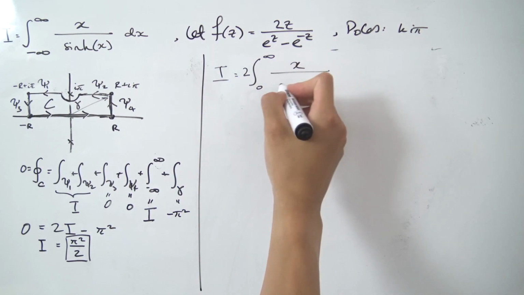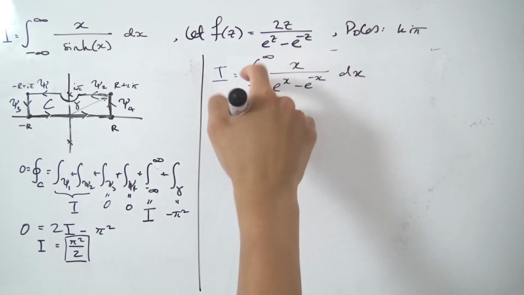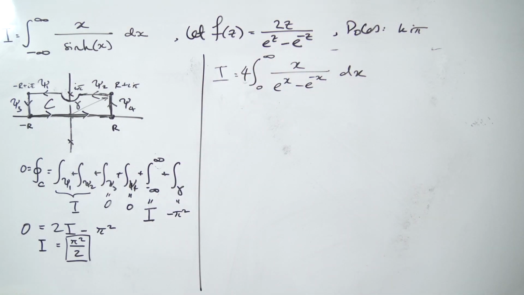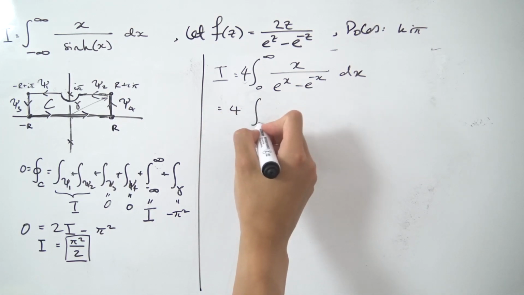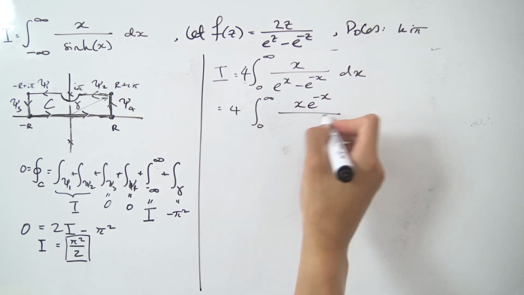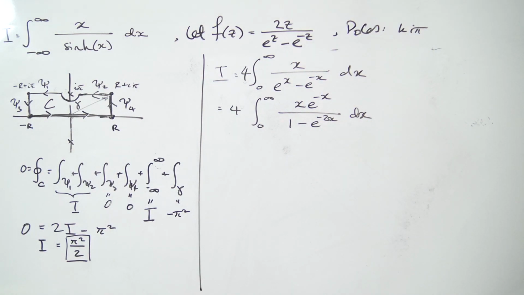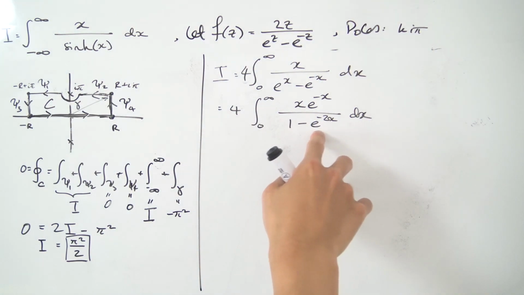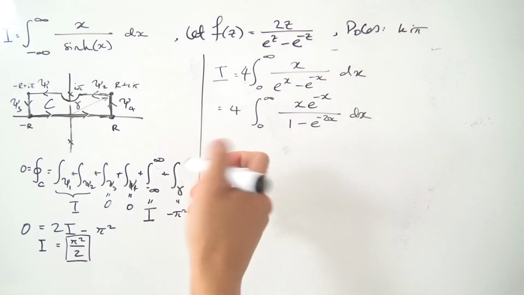Then we have x over e to the x minus e to the minus x dx, and then there's an extra 2 out here, but we can bring that to the front to become 4. And what we do from here, I believe we have to multiply everything by e to the minus x, and that gives us 4, integral from 0 to infinity of x, and then e to the minus x over 1 minus e to the minus 2x dx. Now notice on the interval 0 to infinity, this e to the minus 2x is less than 1, so we can turn this into a geometric series.